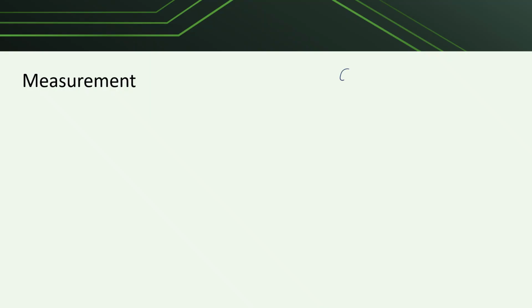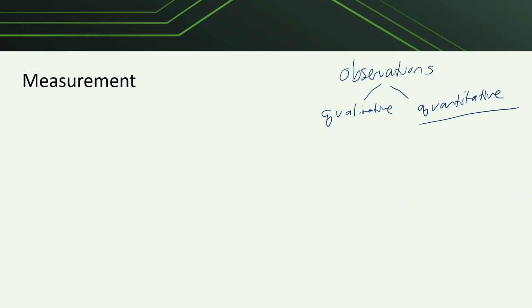Now, remember that our observations can be considered qualitative or quantitative. Quantitative means there's going to be some kind of number involved, a count or a measurement of some kind. And so when we're talking about measurement in this section today, there will always be some kind of unit and number. So we have a number and a unit.